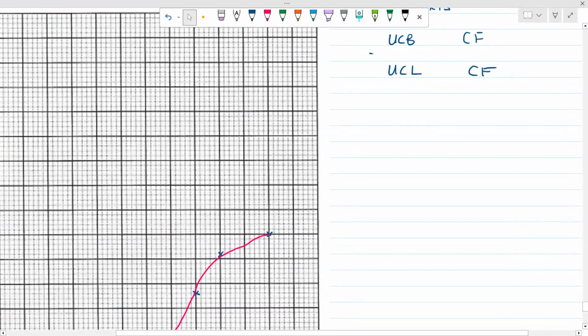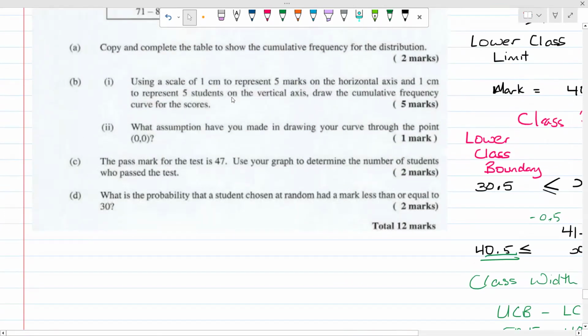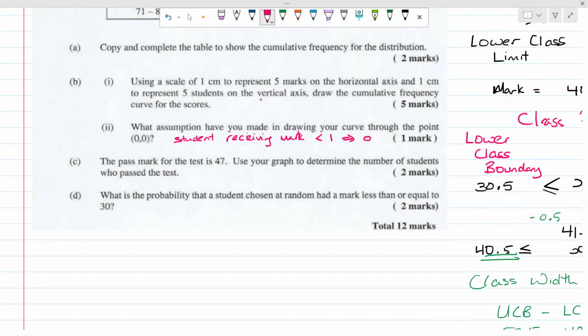Now let's look at the last 2 questions. What assumption have you made in drawing your curve through the point 0, 0? Right, so that would have been a class that students receiving a mark of less than 1 is 0. That's the assumption. Nobody got a mark less than 1.